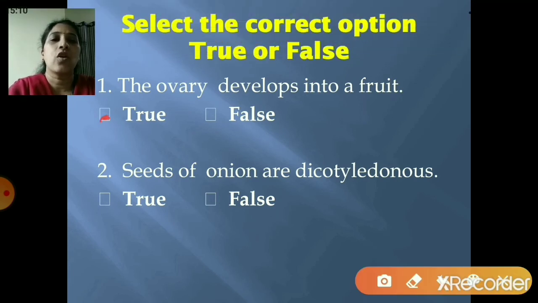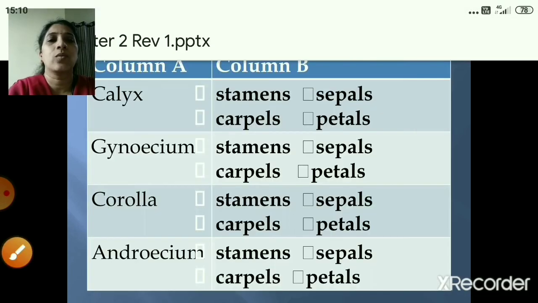Next, seeds of onion are dicotyledonous. So you have to select whether it is true or false. So it is false because the seeds of onion are monocotyledonous and not dicotyledonous. So let's move to the next one.